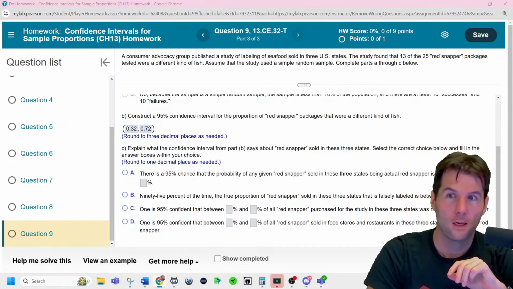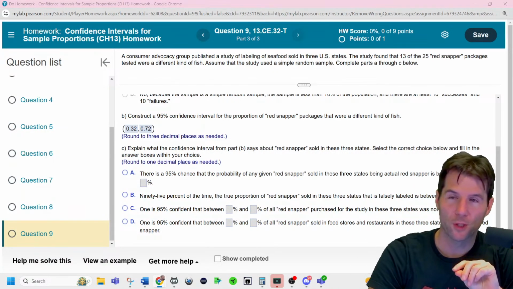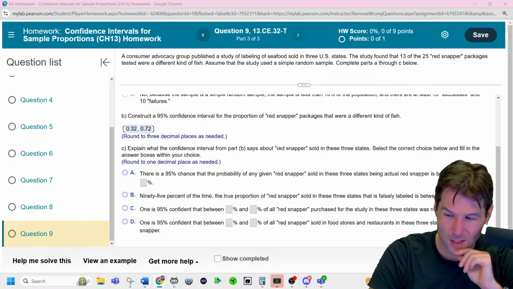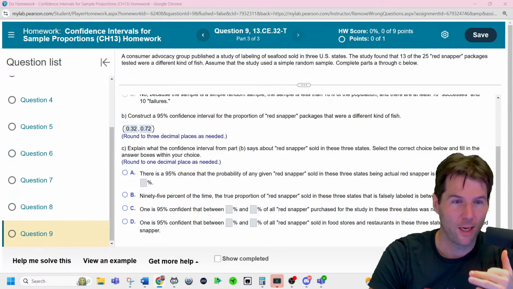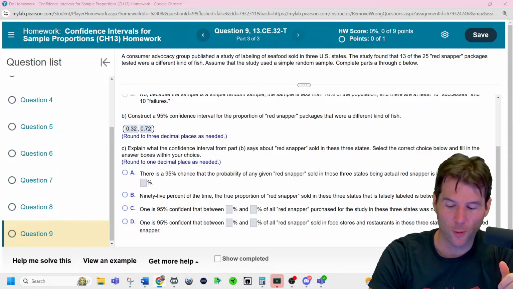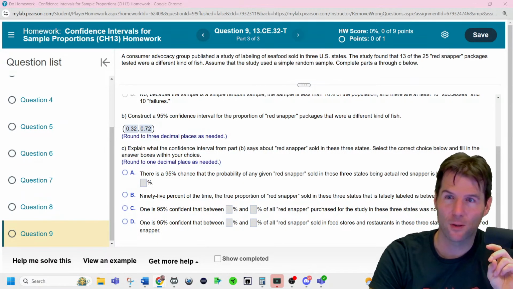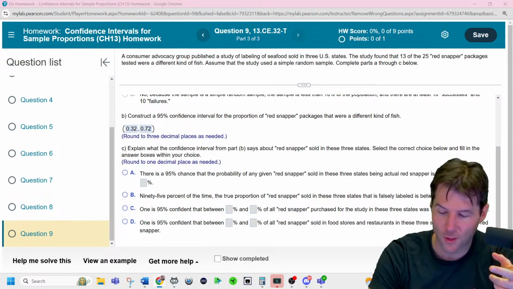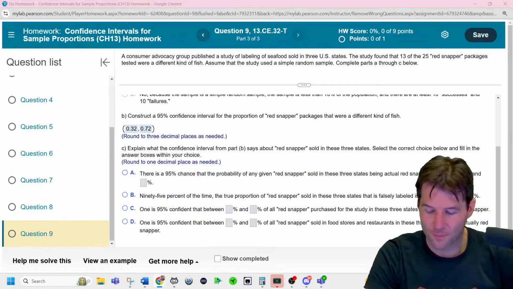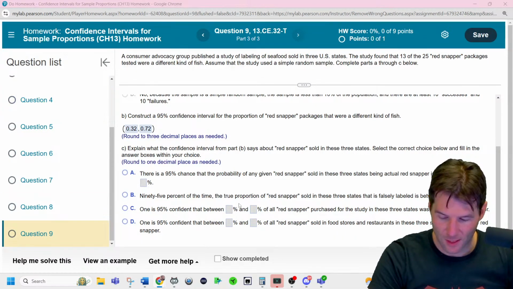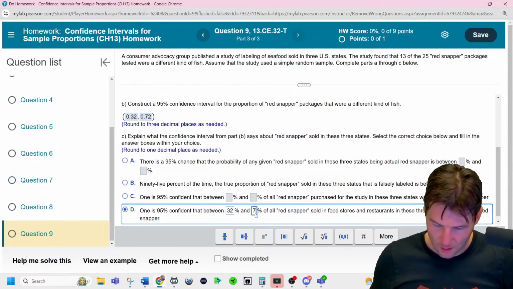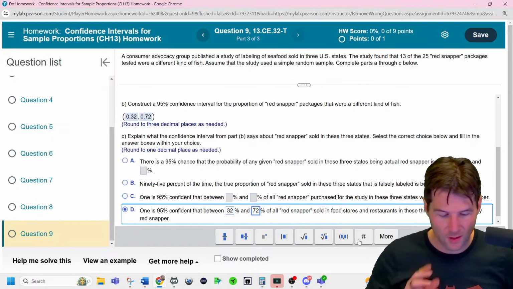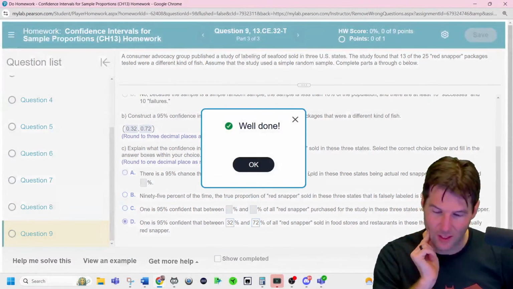I am 95% confident that the true proportion of packages that are mislabeled red snapper, see 13 out of 25, were some other kind of fish. So I am 95% confident that the true proportion of packages that are mislabeled as red snapper and are not really red snappers is contained in the interval 32% to 75%. So one is 95% confident that between this percent of the packages are mislabeled.